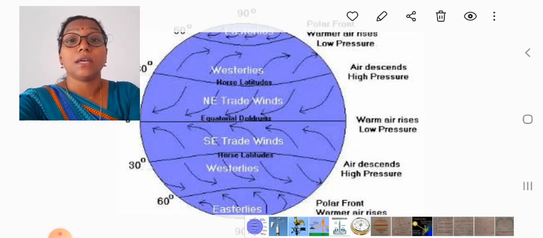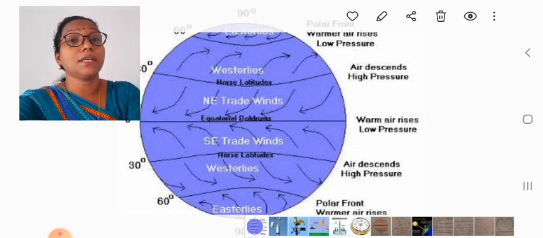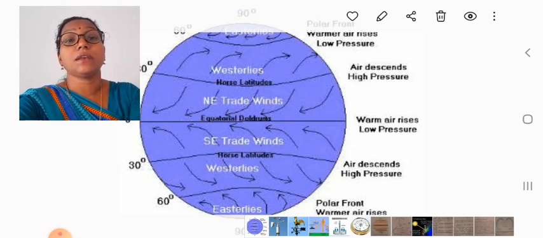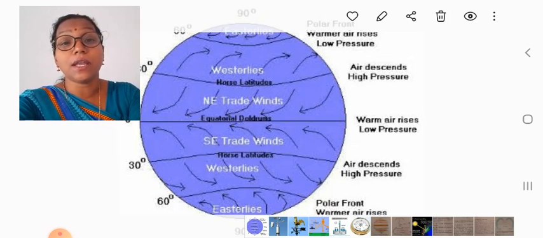Then the polar air, the air in the polar region, is very cold and has very high pressure. From the polar region, the wind blows towards the subpolar low pressure regions. They are from the eastern direction. That's why they are called polar easterlies.